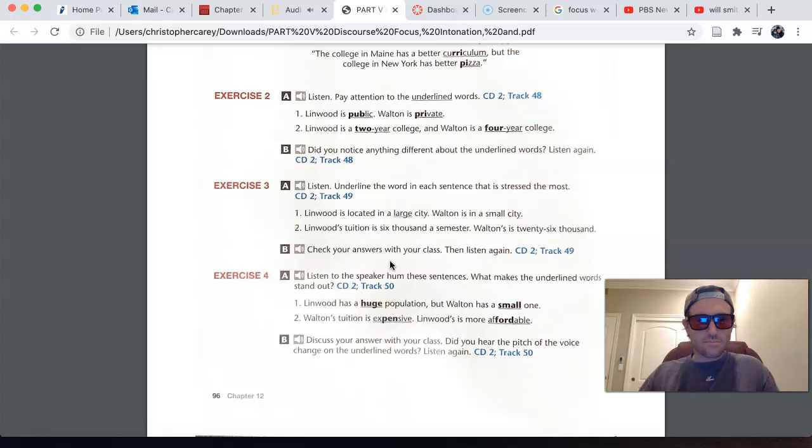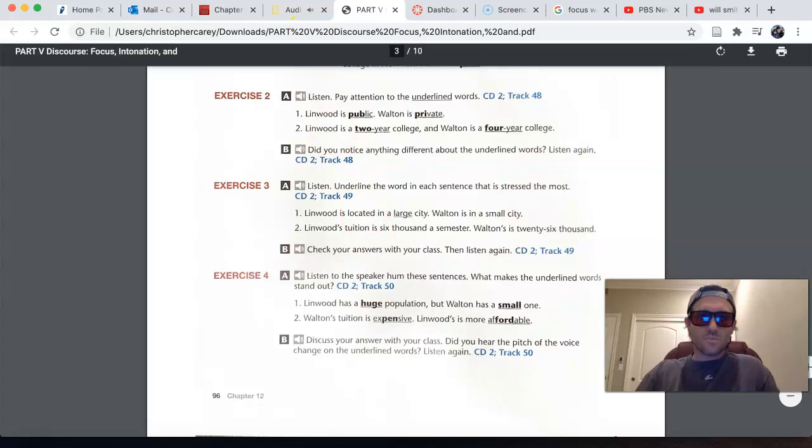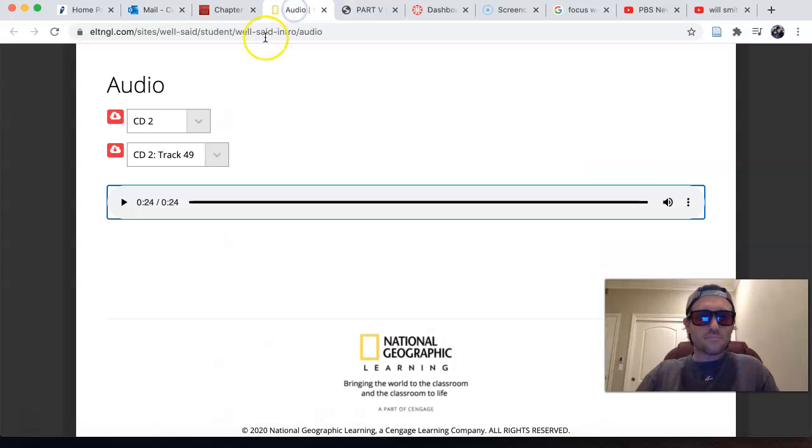1. Linwood is located in a large city. Walton is in a small city. 2. Linwood's tuition is $6,000 a semester. Walton's is $26,000.